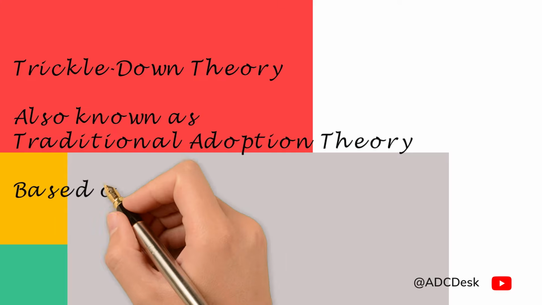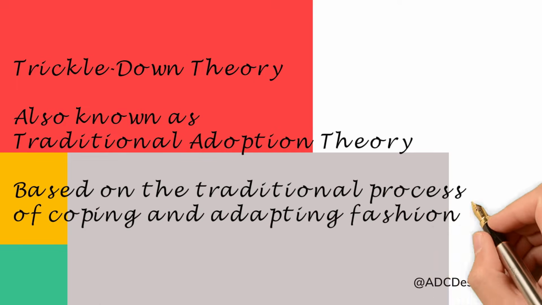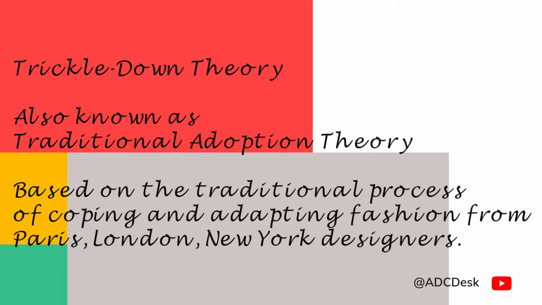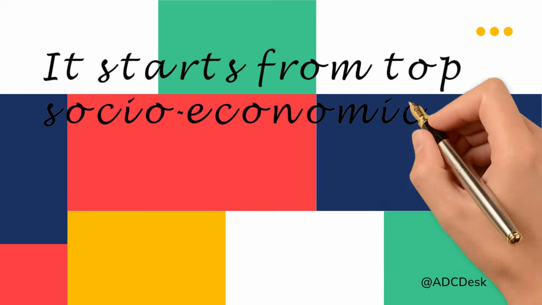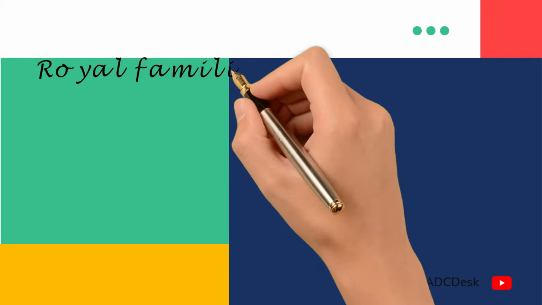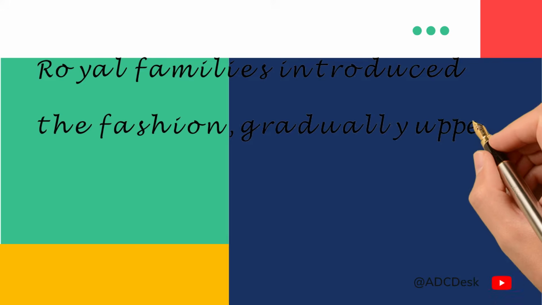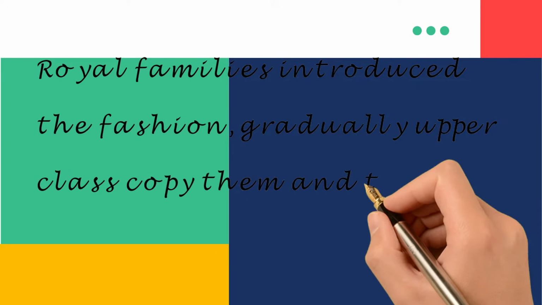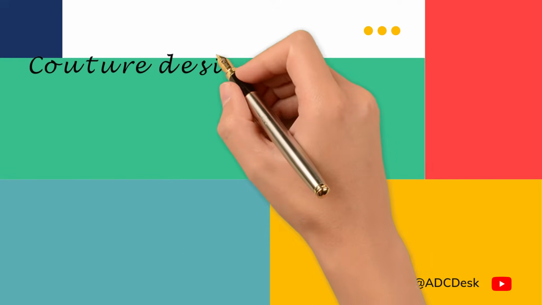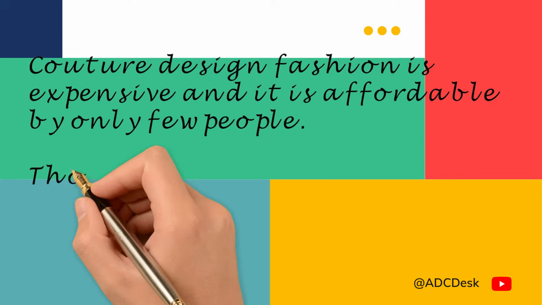It is the oldest theory of fashion based on the traditional process of copying and adopting trend-setting fashion from Paris, London, New York designers. It starts from top social level people to low social level people. Royal families introduced the fashion in olden days. Gradually, upper class people copied them, and then by the lower class of people, fashion passes from fashion leaders to the lower class people. Couture design fashion is expensive and it is affordable by only few people.